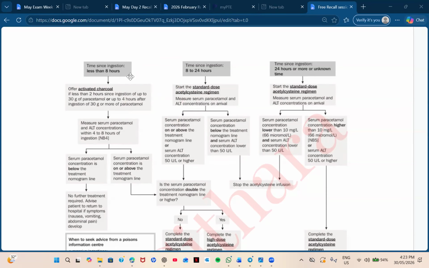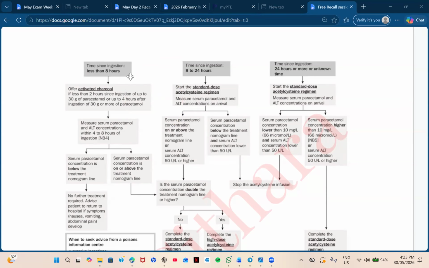So the patient's time since ingestion is less than 8 hours. Less than 8 hours means there's still no liver injury, right? Because it will take more than 8 hours to cause liver injury. We can assume the patient is still okay. If this patient is less than 12 hours since ingestion, up to 30 grams of paracetamol, or up to 4 hours after ingestion of 30 grams, we can still offer activated charcoal.